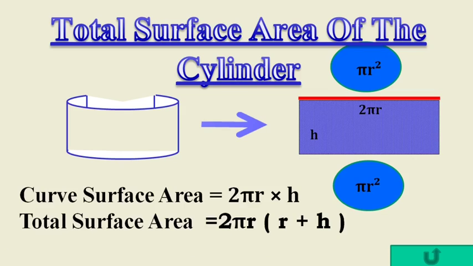Now, till now we have discussed two formulae. One is the curved surface area of the cylinder, which is 2 pi r into h, and the other is the total surface area of the cylinder, 2 pi r into bracket r plus h. Hope it is clear to everybody what the formulae are and how these formulae came.